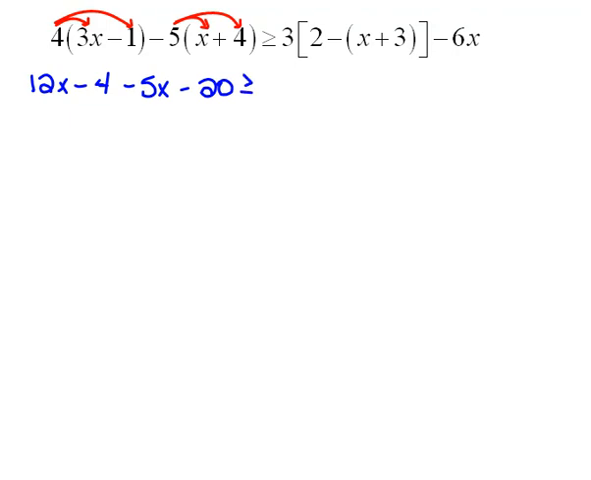here we have a lot of stuff going on, don't we? Technically we have to work inside out. So technically we have to distribute that negative before we can do anything else. So I'm going to rewrite everything. It's 3 times 2. This would be minus x minus 3 and then minus 6x.